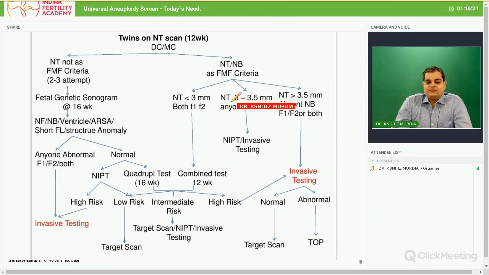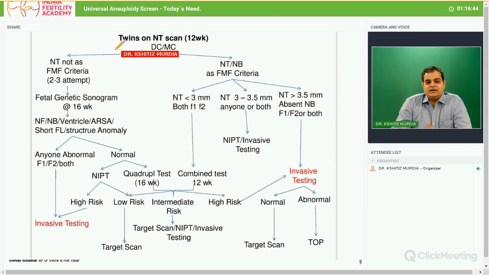If NT is lying between 3 to 3.5 for any one of the fetuses or both the fetuses, then you can go ahead with the NIPT or invasive testing of that one particular fetus or both the fetuses. If NT is more than 3.5 or nasal bone is absent for either one of the fetuses or both the fetuses, the only thing left is invasive testing.